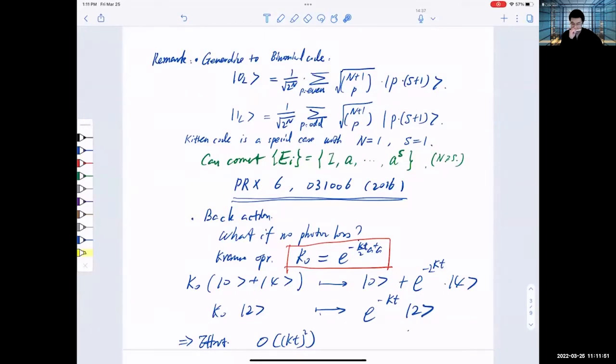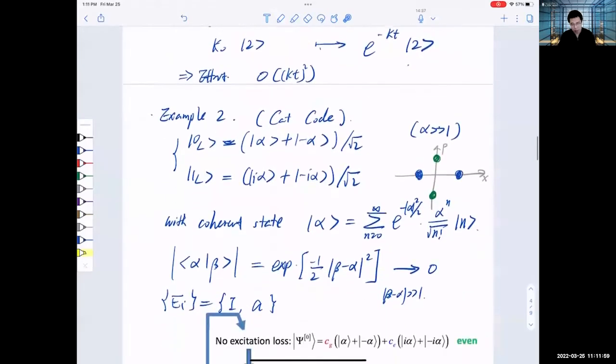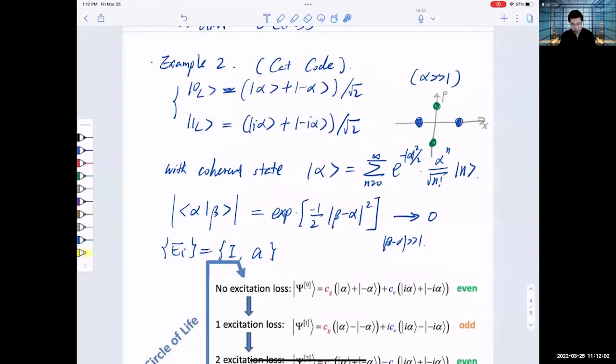Okay, so that's one type of bosonic code, which is easier to think about in terms of the photon Fock basis. And we can come up with another bosonic code, which is called the Cat code.